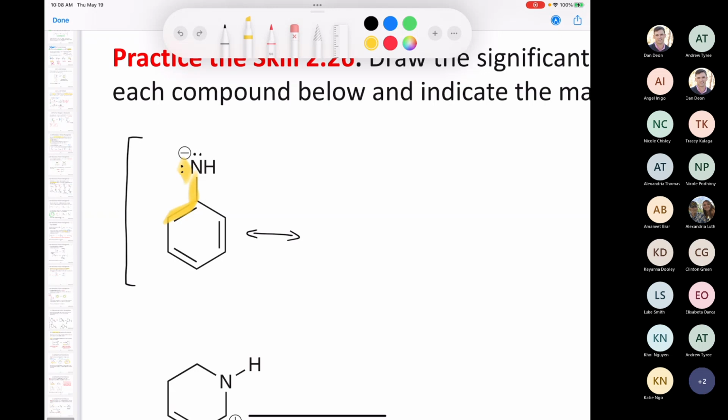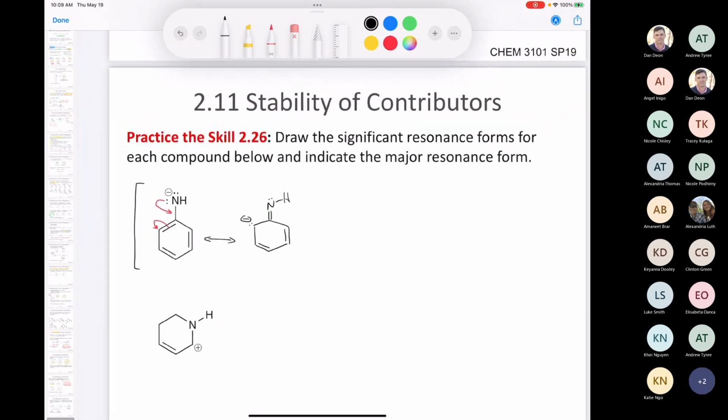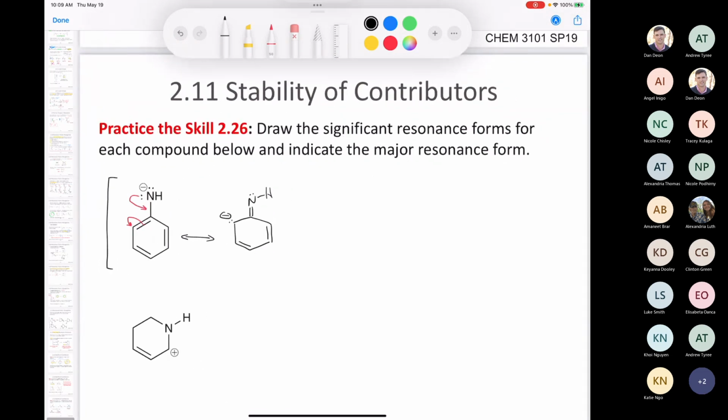So let's start by drawing some curved arrows. We're going to put a pair of electrons between the nitrogen and the carbon, and we're going to move a pair of electrons over here onto this carbon in the ring. That's going to give us something that looks like this. So we have a pair of electrons here, pi bond, excuse me. There we go. So what I'd like you to do is take the next minute and try to draw 2 more resonance contributors for this ion. So I'm going to give you a minute to give that a shot.